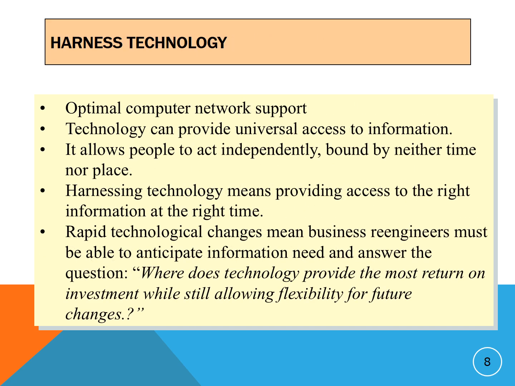The third process redesign principle is harness technology. It means the technology that we can fully utilize, that we can make use of for our business re-engineering, that will support the business re-engineering at the optimal stage. So the technology that can provide universal access to information will allow people to work independently.